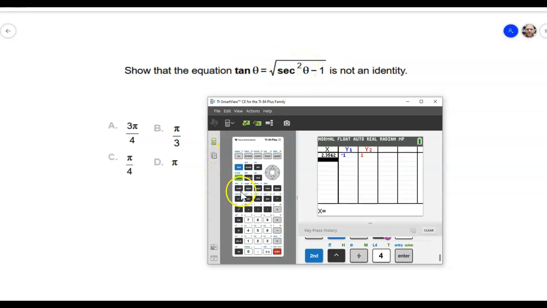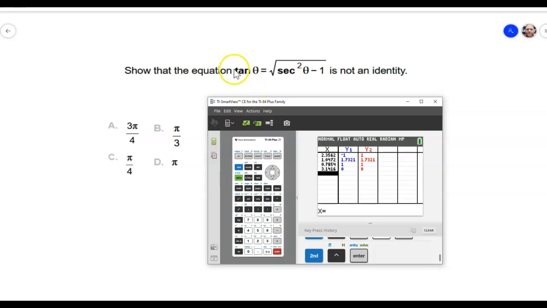So let's see about these other ones. How about pi over 3? So second pi divided by 3. Those ones are the same. How about pi over 4? Second pi divided by 4. Those are the same. And how about pi? Second pi. And those are the same.